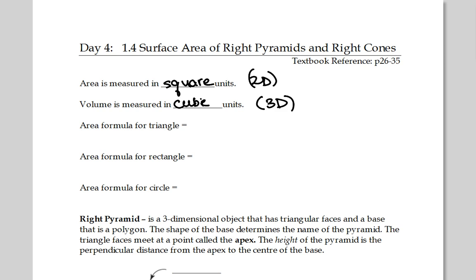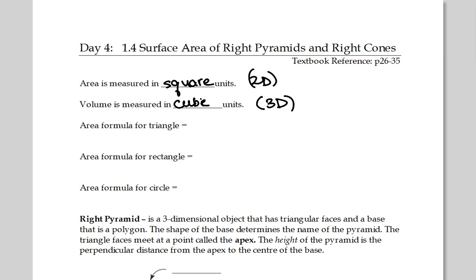Whereas this whiteboard is two-dimensional. It only has length and width, whereas a box has length, width, and depth. Okay? And of course, we live in a three-dimensional world, and you draw on a two-dimensional piece of paper.